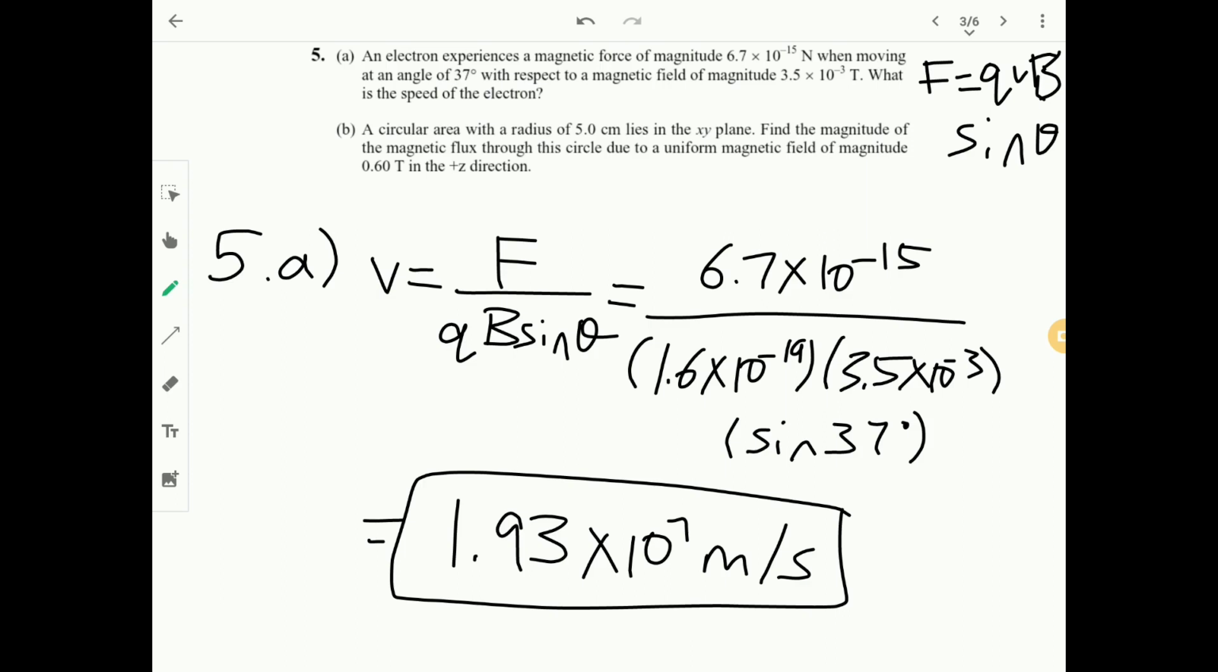Alright, part B. We have a circular area with radius 5 centimeters lying in the xy plane. Find the magnitude of the magnetic flux through the circle due to a uniform magnetic field of magnitude 0.6 Tesla in the positive z direction. I'll give you guys a few seconds and then check together.